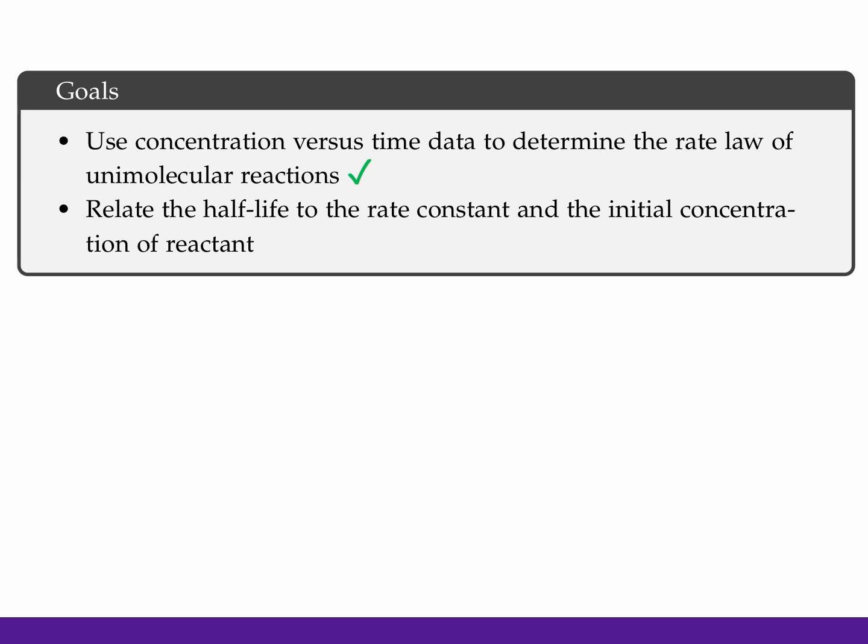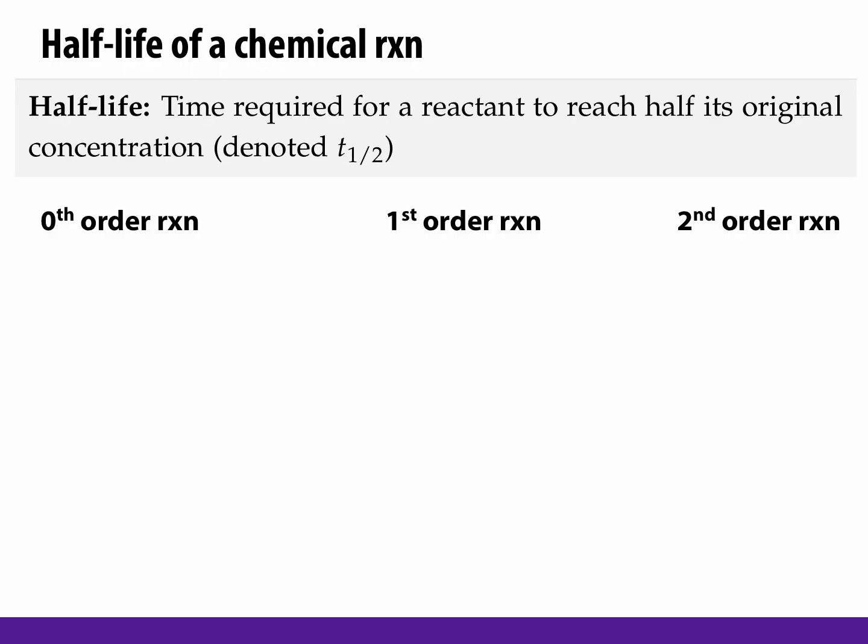The next thing we want to do then is look at half-life. So that's a new parameter that will give us information about the rate constant, the concentration versus time behavior, and even could be a way to let you figure out the order of a reaction. The definition of half-life is the time required for a reactant to reach half of its original concentration. So we denote it t subscript 1/2. And each order of reaction has its own formula for half-life.